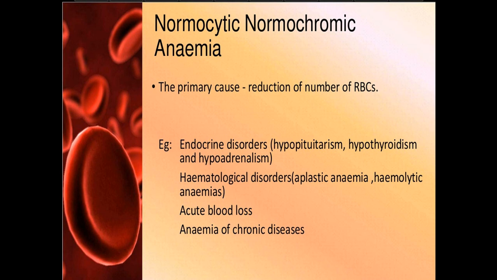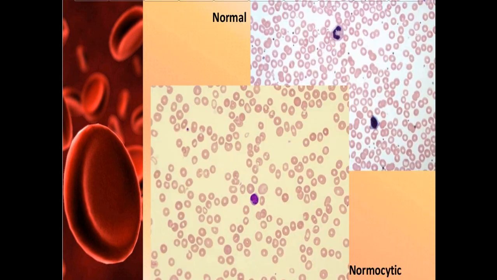So the causes are endocrine disorders: hypopituitarism, hypothyroidism and hypoadrenalism; hematological disorders: aplastic anemia, hemolytic anemias, acute blood loss; and anemia of chronic diseases. You can see here the comparison between normal and normocytic anemia. In normocytic, you can see there is reduction in number of RBCs, while the size is normal and the color is normal.